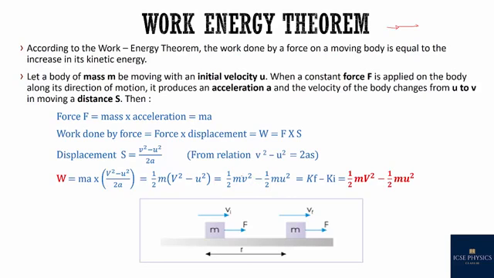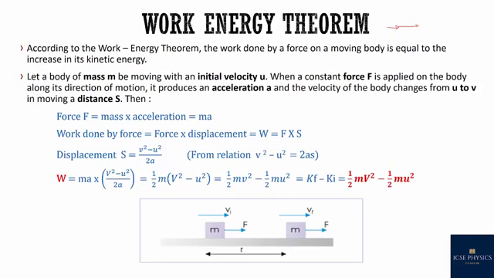What is half mv square? It's kinetic energy. So kinetic energy final minus kinetic energy initial. So the change, or the increase, in kinetic energy is equal to the work done by the force on the moving body if it's in the same direction. So this is the work energy theorem.